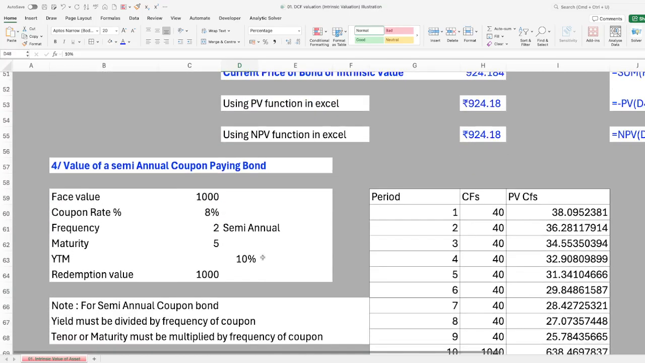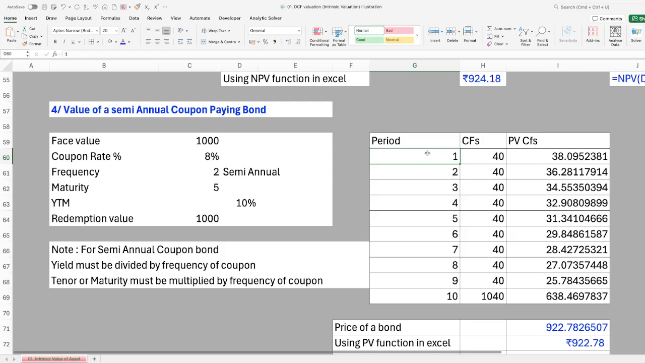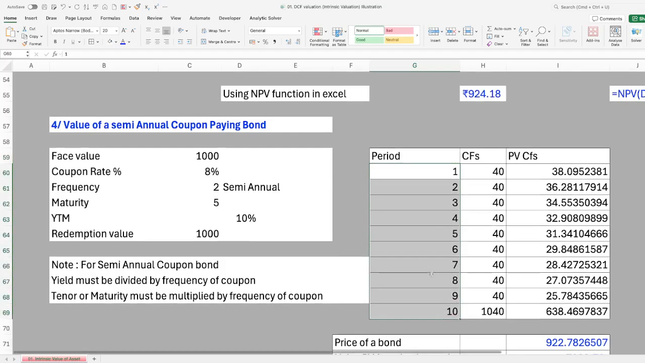Let's quickly calculate how you calculate the value of a semi-annual coupon bearing bond of 1,000 rupees. Let's assume the face value, 8% annual coupon rate. And since the frequency is semi-annual, we'll put 2. Maturity is the same 5 years. We'll keep yield to maturity as 10%, redemption value 1,000. So we have 10 periods, and each period has a cash flow. That means it is semi-annual.